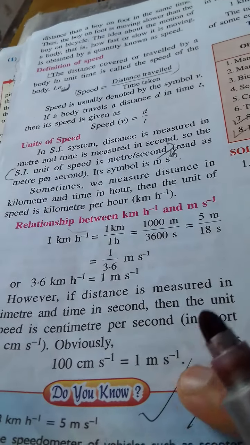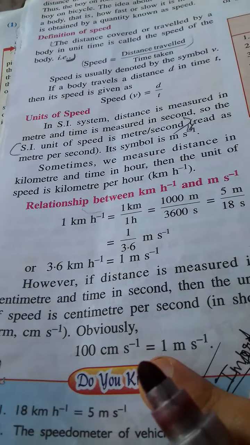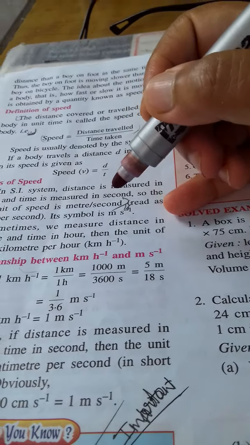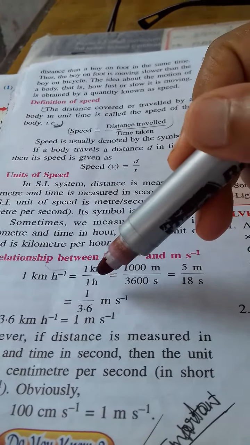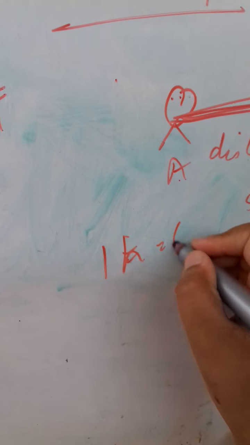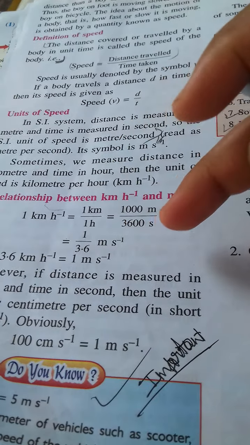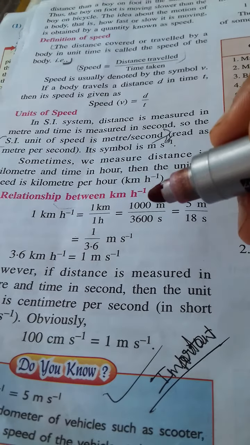And similarly, one more fact is here, that 1 meter per second is equal to 100 centimeter per second. You can see the derivations also, but no need to learn it, just learn the fact. 1 kilometer is equal to 1000 meter and 1 hour is equal to 3600 seconds. You don't know how? Because 1 hour is equal to 60 minutes and 1 minute has got 60 seconds. So 60 into 60, 3600 seconds. And zeros will cancel and this will come 3.6 in the denominator.